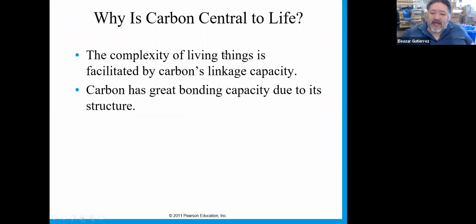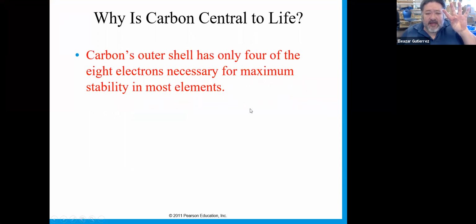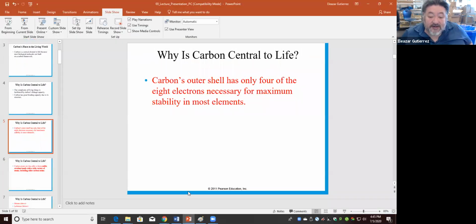So the complexity of living things is facilitated by carbon's linkage capacity. Carbon has a great bonding capacity due to its structure. Carbon's outer shell has only 4 of the 8 electrons necessary for maximum stability in the elements. So again, it can make up to 4 bonds, and it makes very stable bonds at room temperature. Why does that matter? Well, it matters a lot.